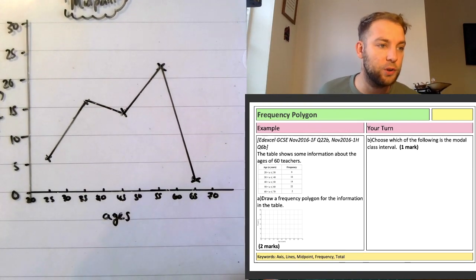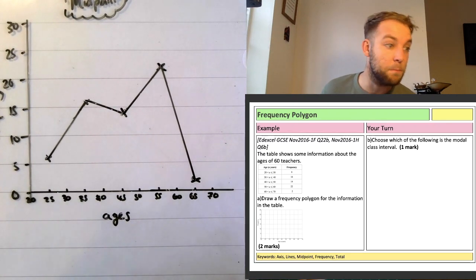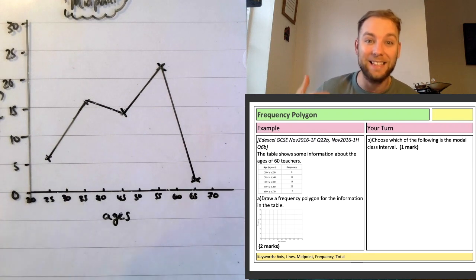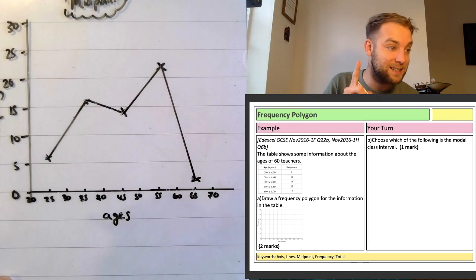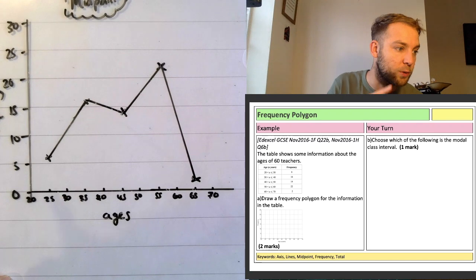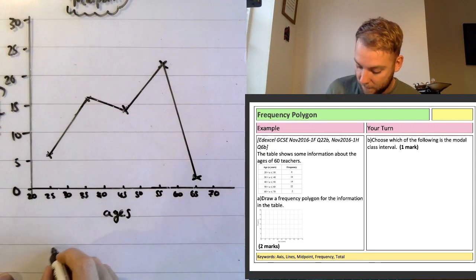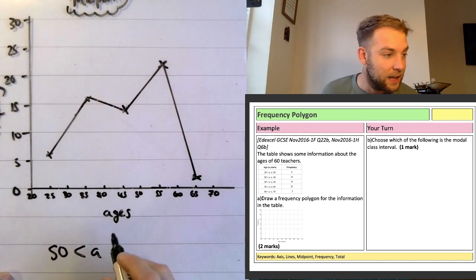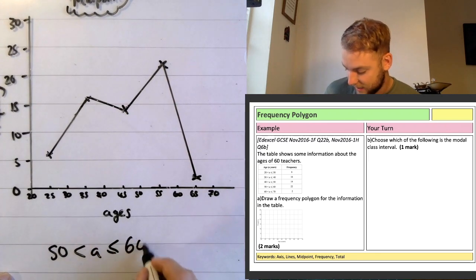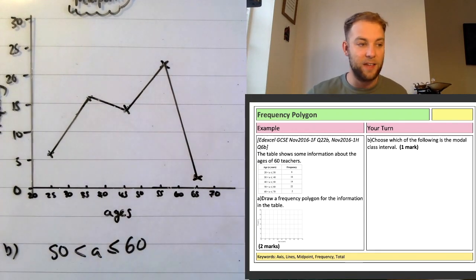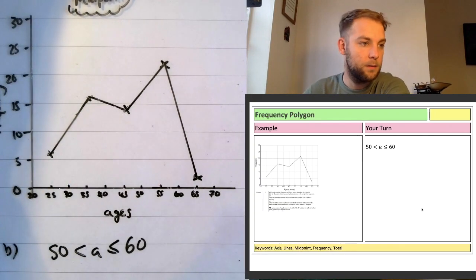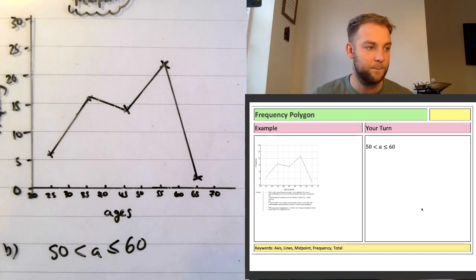So the last one says choose the modal class. Well, we know what the mode is of this data. So the mode, hey diddle diddle, the median's in the middle. You add and divide for the mean. The mode is the one which is the most. So the mode is the most common, and the most common class interval in this case is between 50 and 60. So 50 is less than a, is less than or equal to 60. So that means it's between 50 and 60 there for part B. So let's just check that answer. 50 and 60, yep, super, brilliant.